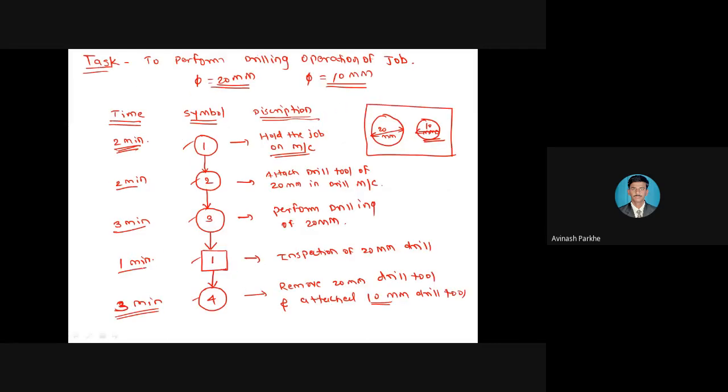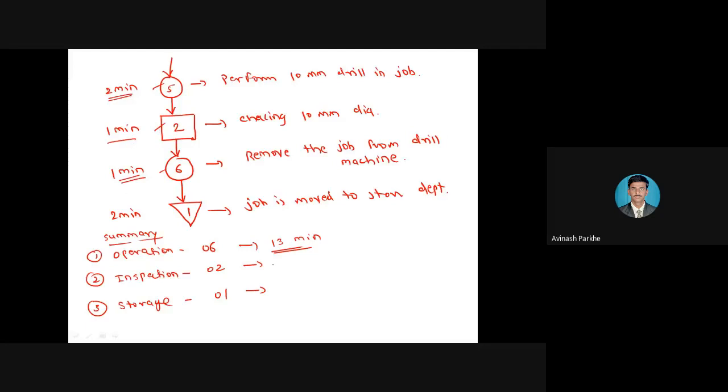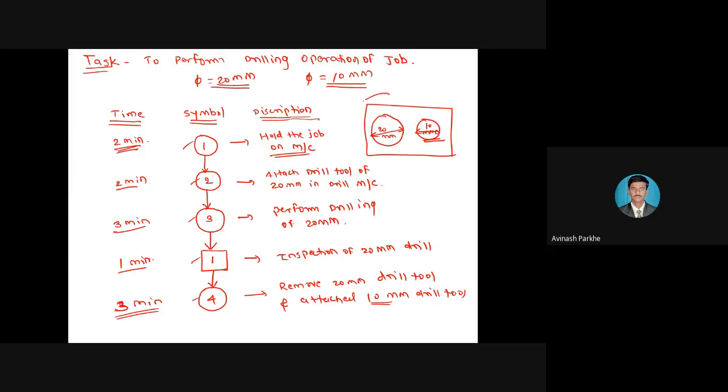Inspection, here 1 minute, here 1 minute, so 2 minutes. And inspection storage 2 minutes. And if I measure the total time, 13 plus 2, 15, 15 plus 2, 17 minutes. Means whatever the two drilling operations I have performed on this particular job, to perform this task, I required a total of 17 minutes to perform the 2 drilling operations.